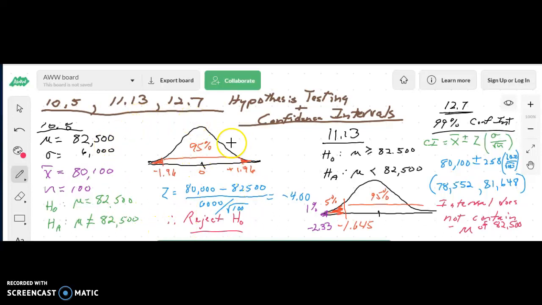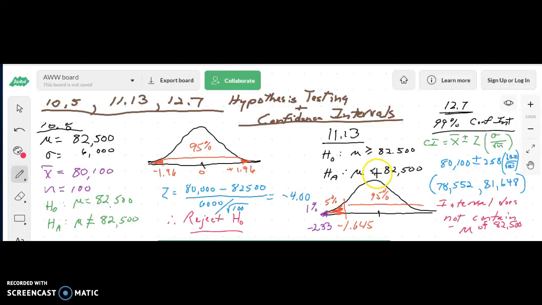Hopefully that helps summarize 10.5. For 11.13, the difference here was that the investigator wanted to see if there was discrimination against women. Therefore, our concern is not that it's significantly different than the mean, but are the women faculty member salaries significantly less than? So our alternative hypothesis here changed to a less than 82,500, versus what was over here, significantly different than.